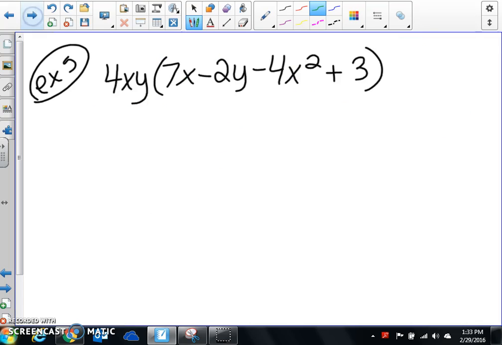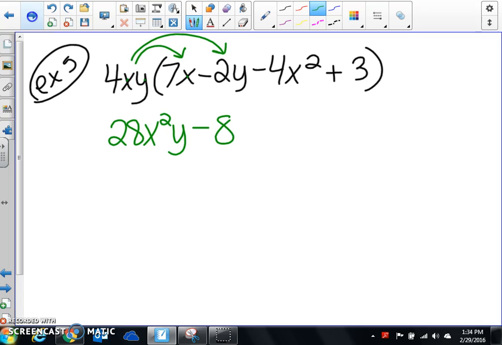Last one. This is the most difficult that you'll see. They'll put in 2 variables at the same time, and it's really just the same thing. So 4 times 7 is 28. I have 2 x's, so x squared, 1y. Distribute out to the next one. 4 times negative 2 is negative 8. I have 1x, and I have 2 y's.